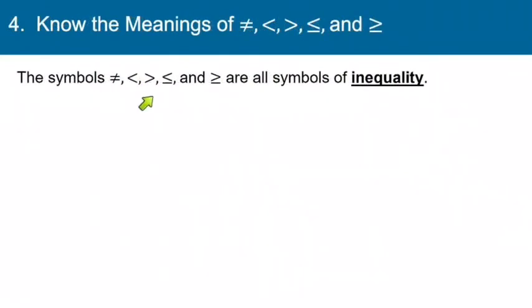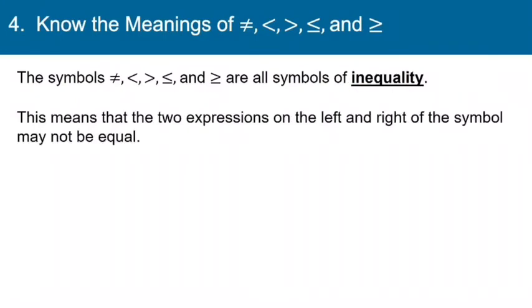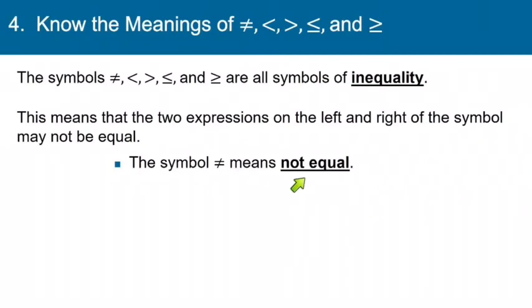Now let's take a look at all of these different symbols. Each of these symbols is a symbol of inequality. This means that the two expressions on the left and the right side of the symbol may not be equal. And we say may not because two of these symbols do allow for equality. So now, going through these one by one, this symbol means not equal. The equal mark with a line through it means not equal.